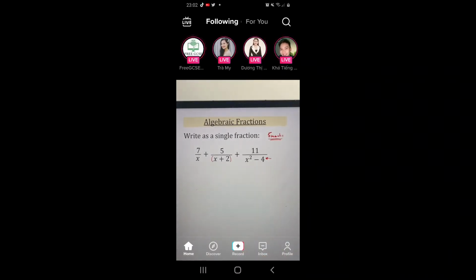Once more, here on the bottom, we have what we call a difference of 2 squares. We have a squared term, subtract a squared term. So my first step is I'm going to rewrite that fraction as being 11 over x plus 2, x minus 2. So that's going to be my first step.